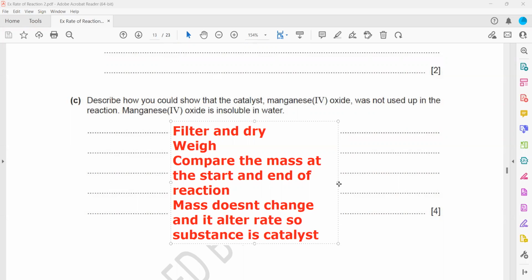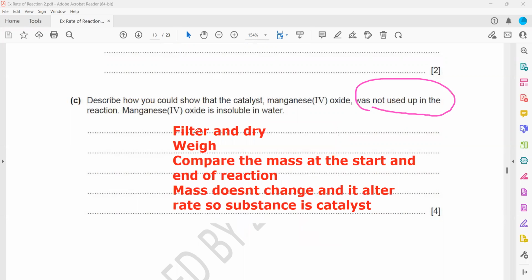So the question is, how could you show that the catalyst manganese(IV) oxide was not used up? We'll filter, then dry and weigh again, and then compare the mass at the beginning and after. If the mass does not change, it means the substance is a catalyst.